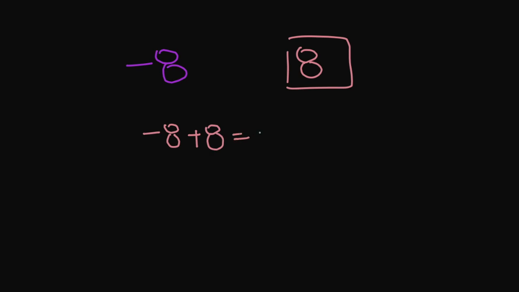Let's say you had -8. What is the opposite or additive inverse of -8? And your answer here is going to be 8, because if we do -8 plus 8, this is going to equal 0. You may write a positive 8 like this, or you may write it like this.